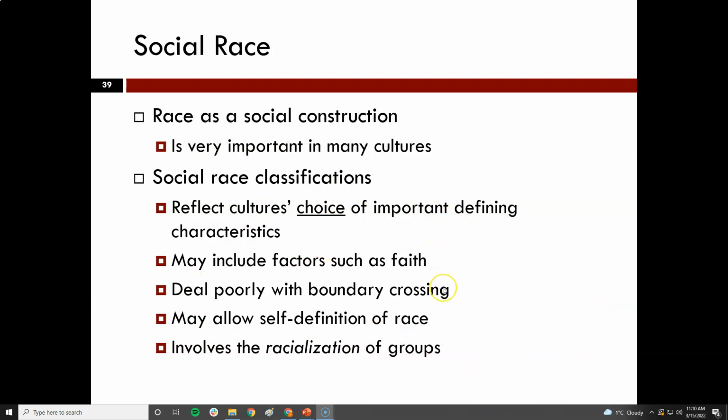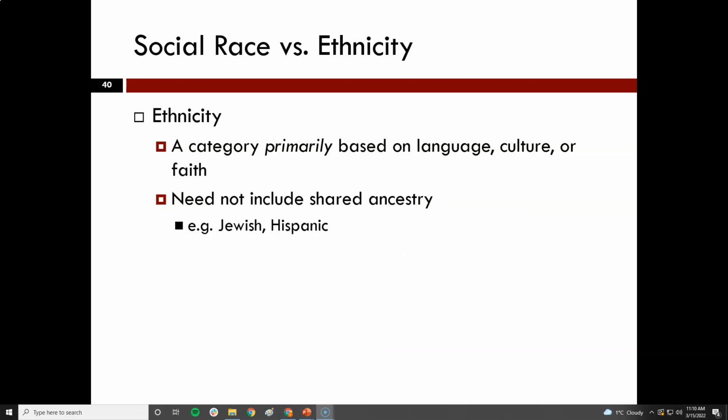But often it includes more, again, what Ashley Montagu said in terms of ethnic groups, those sociological factors, right? So religion, class, etc. So ethnicity is the term that we use when we're classifying people primarily based on these sociological or cultural attributes, right? So things like language, culture, or faith, and they need not include shared ancestry.